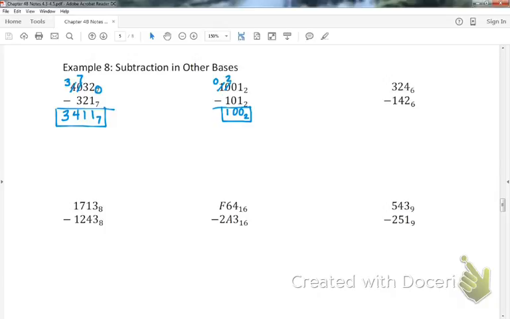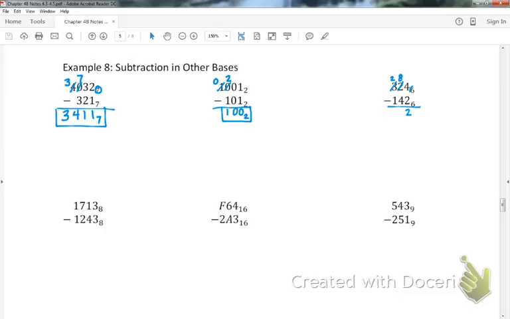Okay, so let's look at this last one on this first row. So 3, 2, 4 in base 6, and we're subtracting 1, 4, 2 in base 6. Okay, so 4 minus 2, that just gives me 2. Then we have 2 minus 4, so I can't do that. I've got to borrow. The 3 becomes a 2. The 2 becomes an 8.